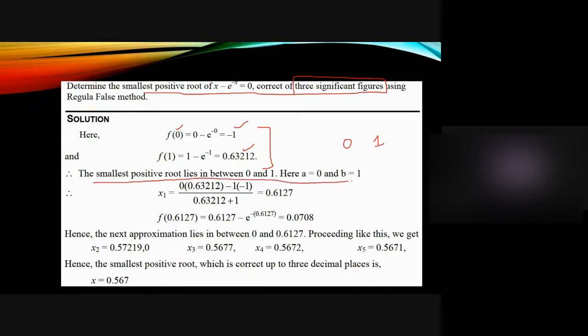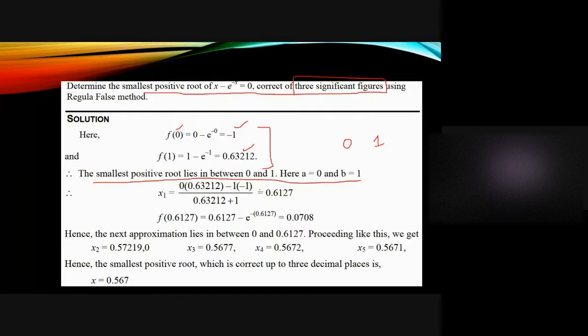Here a equal to 0 and b equal to 1. Then you put x1 is equal to the equation which you have studied previously. You can get the value of 0.6127. So this is the new a value. So when you put the value f of 0.6127, you got near to 0, like 0.0708. So the value is very close to 0. That is the main takeaway from this.